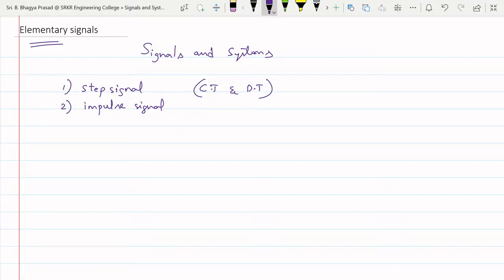So the step signal in continuous time we write as u of t, and in discrete time you represent it as u of n. The same with the impulse signal: in continuous time it is represented as delta t, and delta n. So let us see first what a step signal, a unit step signal, is. Let us see the step signal. In continuous time, this is defined like this.